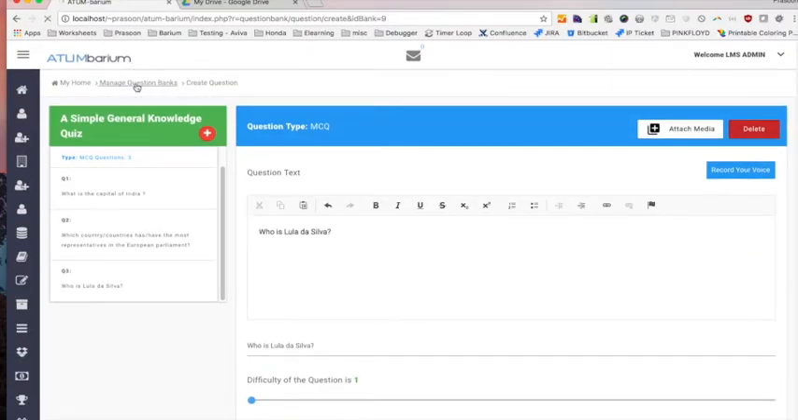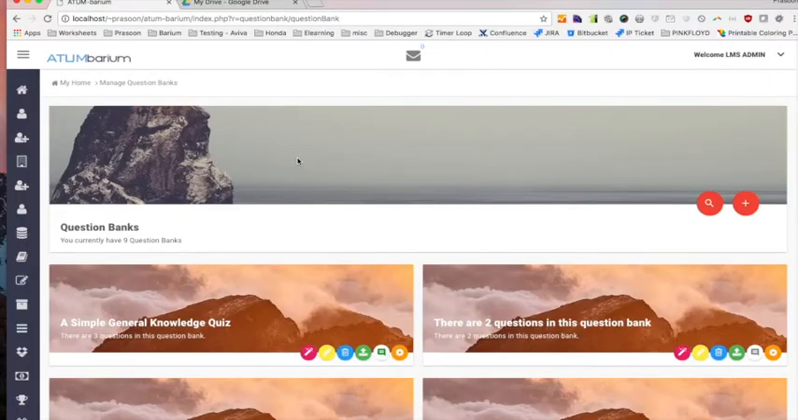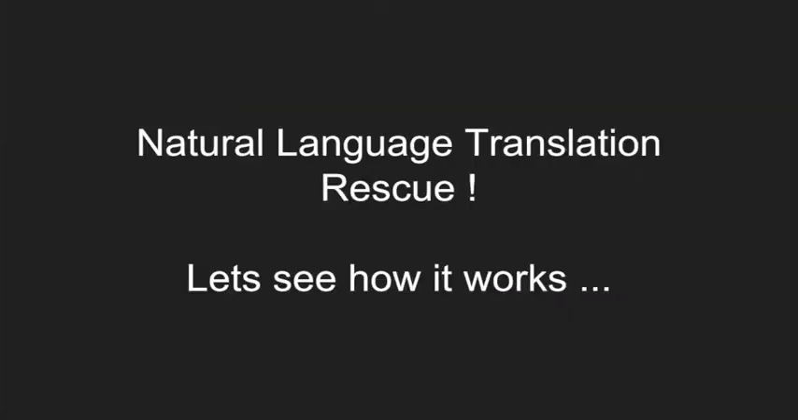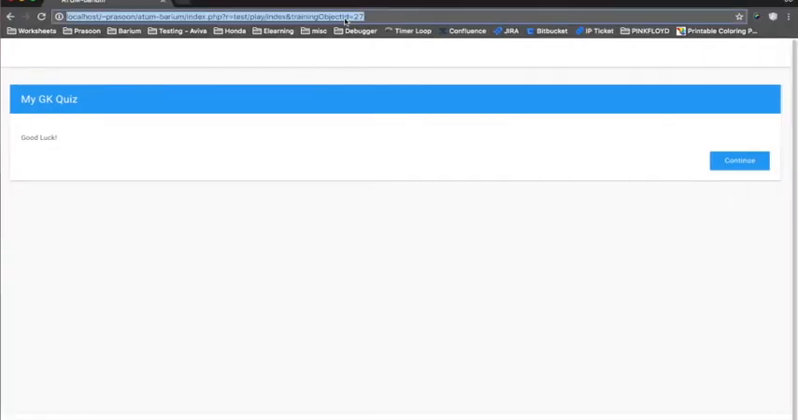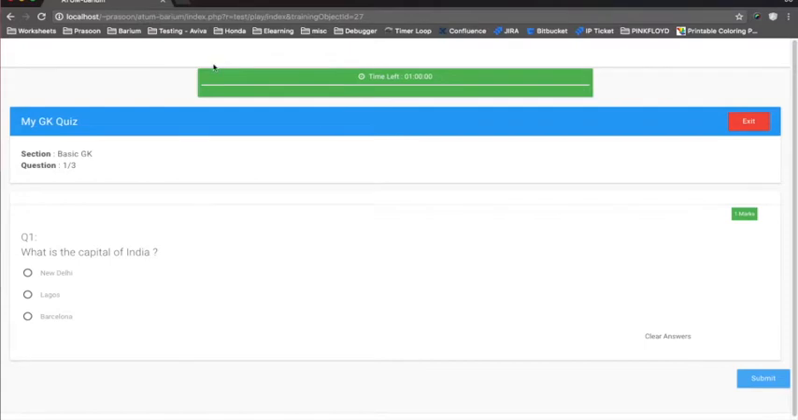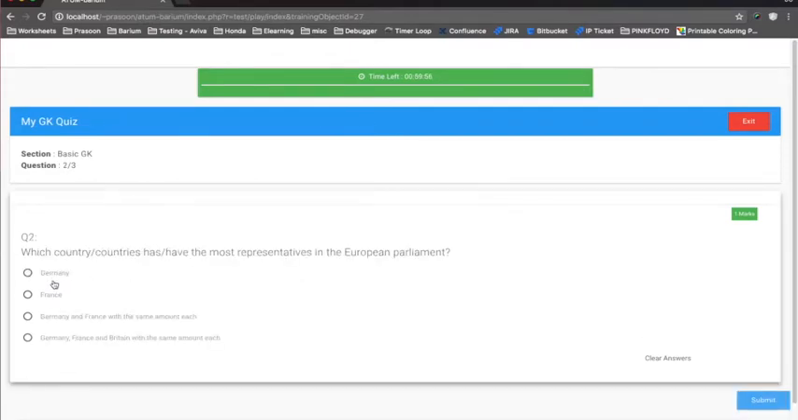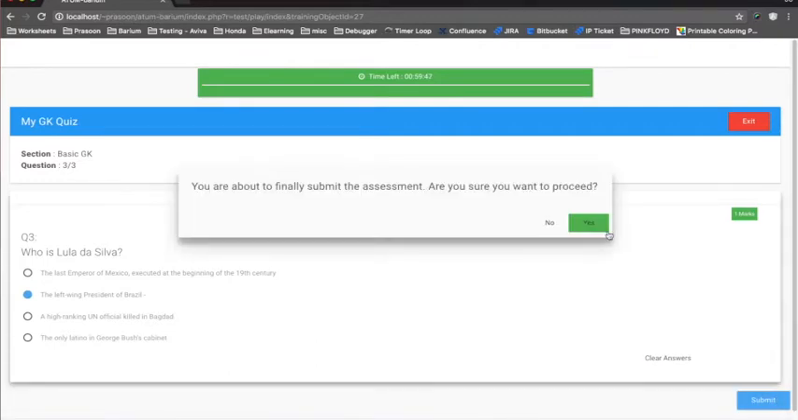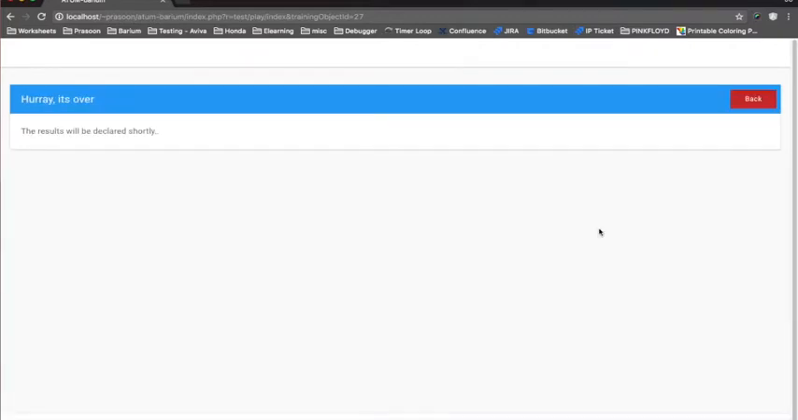Now let's go back to this question bank. And let's first look at how our end user sees this test. So okay, let me take this test. The first question is what is the capital of India? Okay, so I answer it, and then I don't know the answer of this question, so let me just go ahead, submit, and move on. Well, I cheated here. I know this is the answer, so I submit it, and we are done. So this is how somebody experiences the quiz in English.